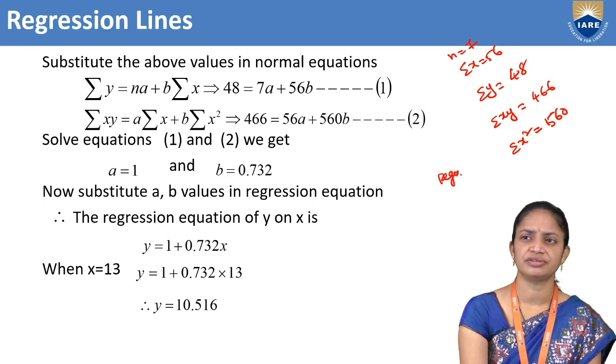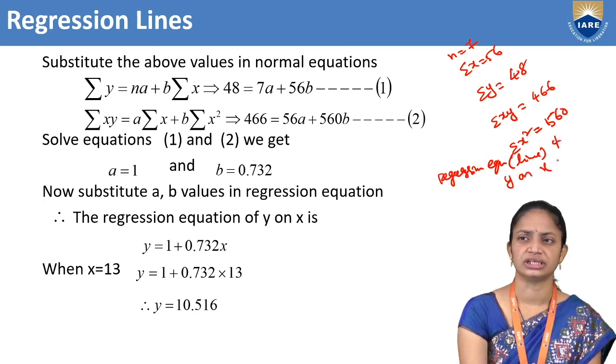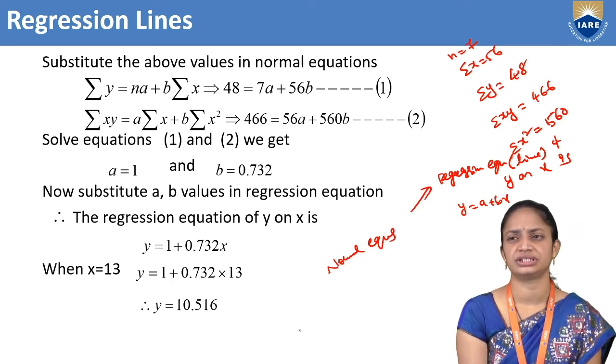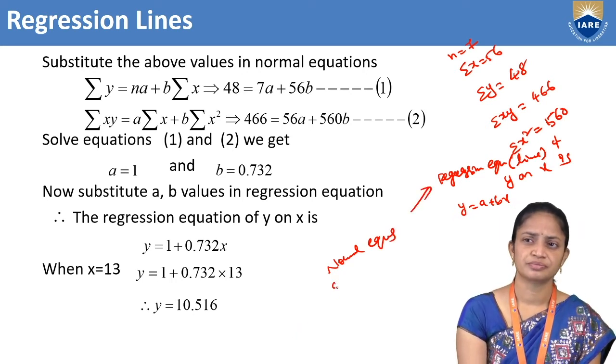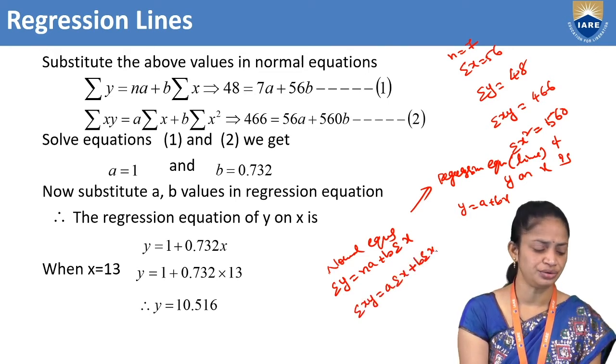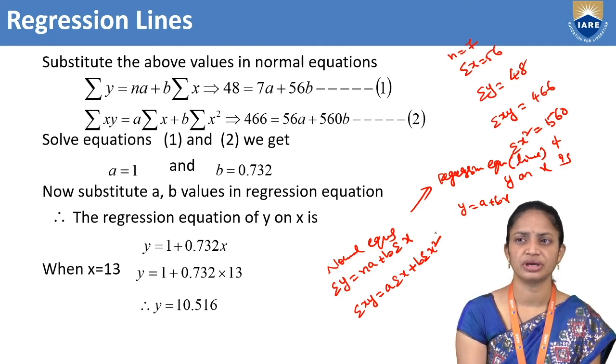What is the regression equation? The regression line of y on x is y equal to a plus bx. The normal equations for this regression line are summation y equal to na plus b into summation x, and summation xy equal to a into summation x plus b into summation x square. Now substitute all these values in the normal equations.